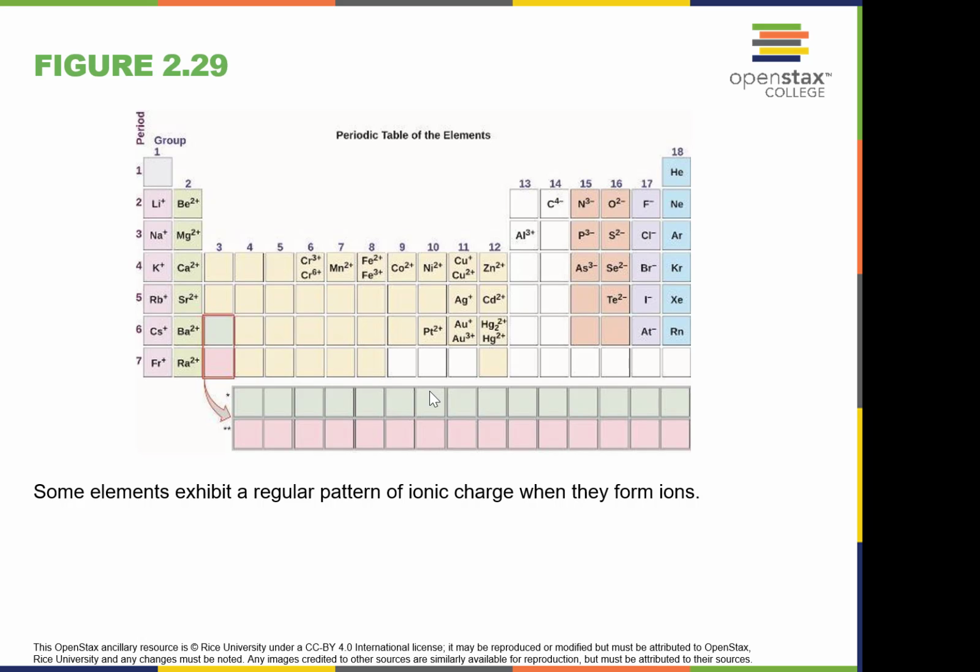This regular pattern of ionic charges is one of the things that leads to the similar chemical properties within the periodic table.